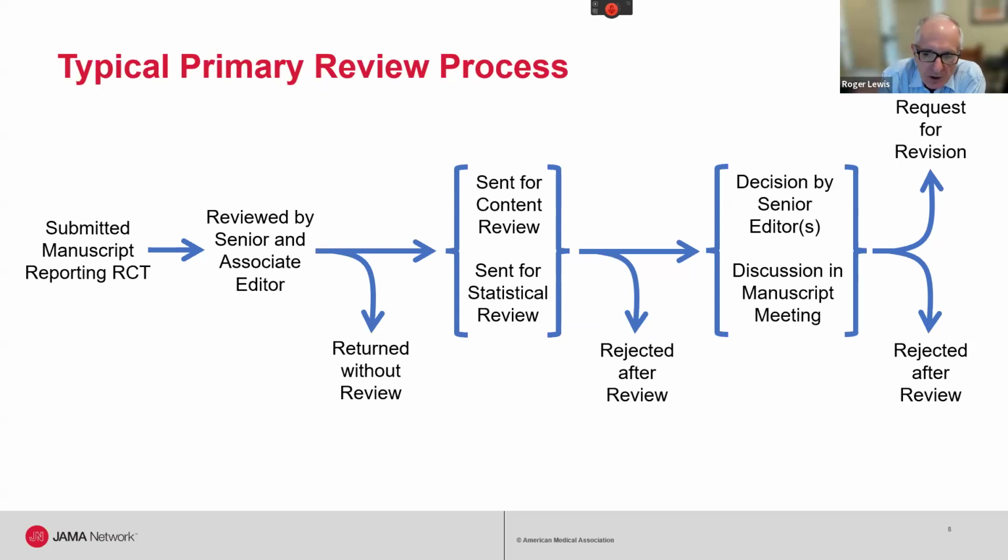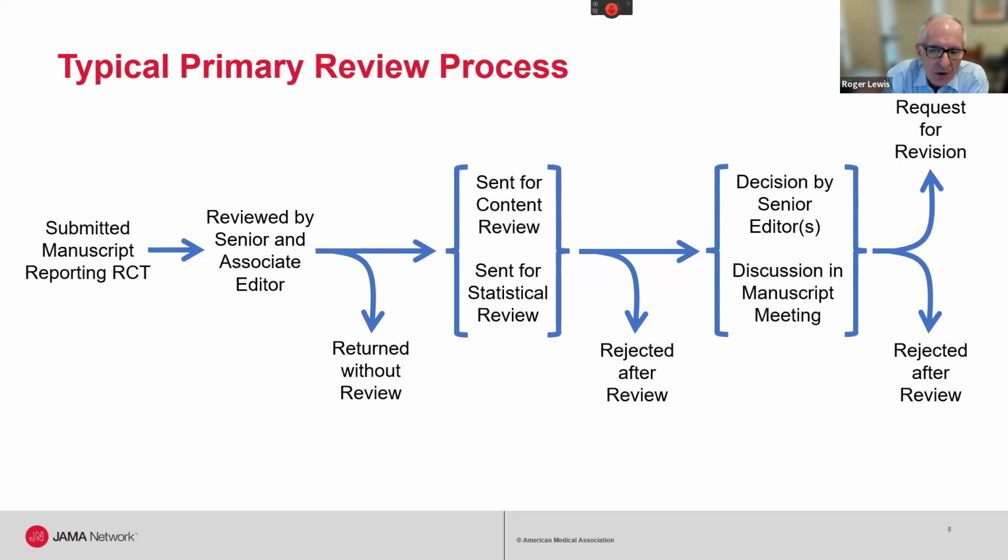At both JAMA, and I know this to be true at New England Journal, but I assume it's true at many other journals, revisions are not requested without discussion in a larger group. Sometimes it's a few people, but for many of the research manuscripts, it comes to something called manuscript meeting. So twice a week, we have a 2-hour meeting where the manuscripts that have been reviewed and fared sufficiently well in peer review are discussed by a panel of usually between 15 and 20 associate editors.